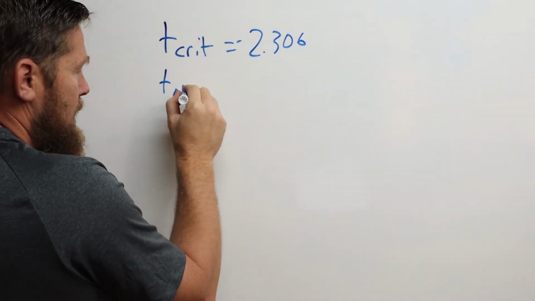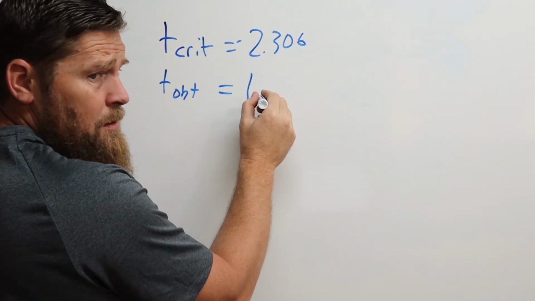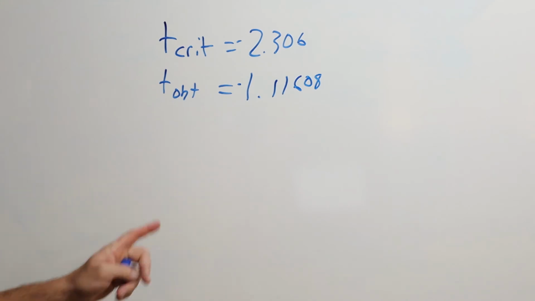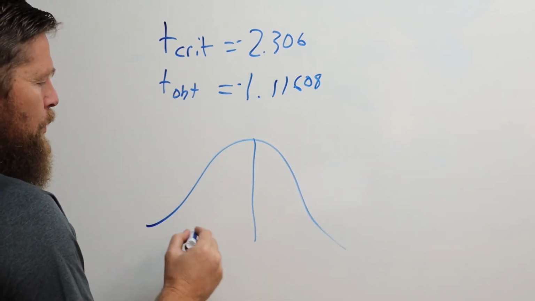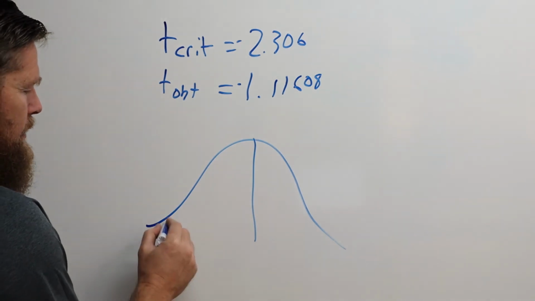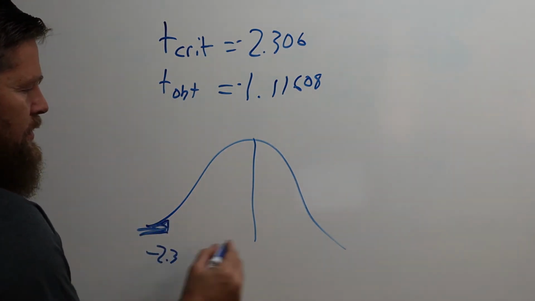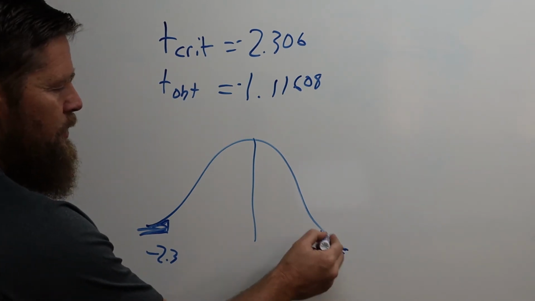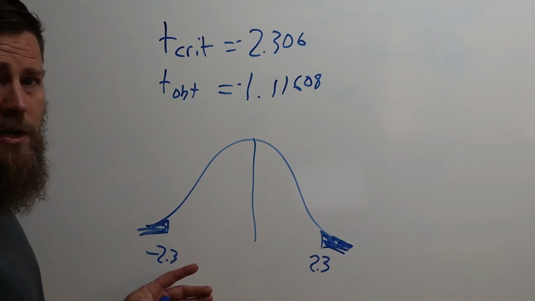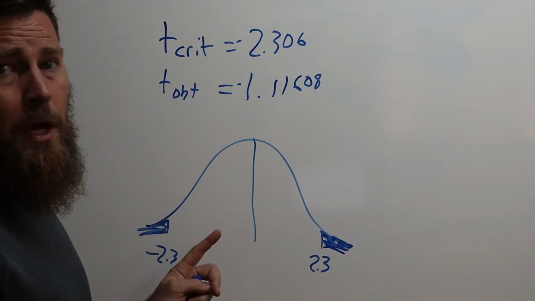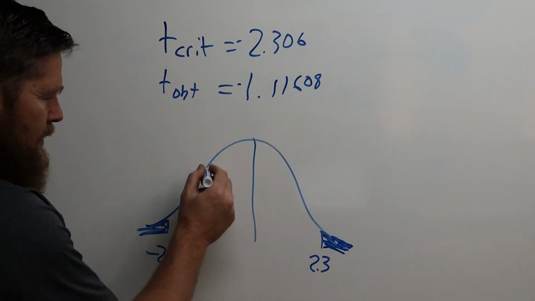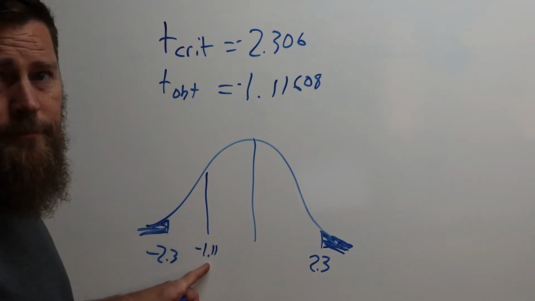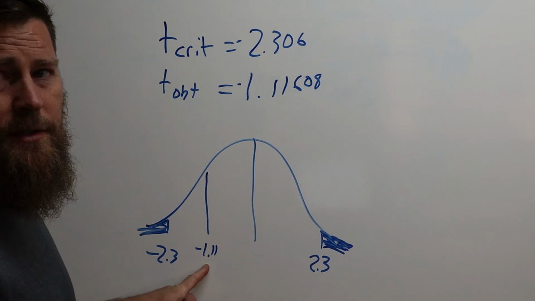The T obtained that we got was a negative 1.11608. So if you just think about that, here's a T distribution. We would need to get to a negative 2.3, right, to be able to reject the null. And because it's a two-tail, we could also get to a 2.3 positive, and then we would have been able to reject the null up here too. The two-tailed test means we didn't know what direction the independent variable would influence the dependent variable. But in our case, we obtained a negative 1.11. Okay? So clearly we're not going to reject the null hypothesis.